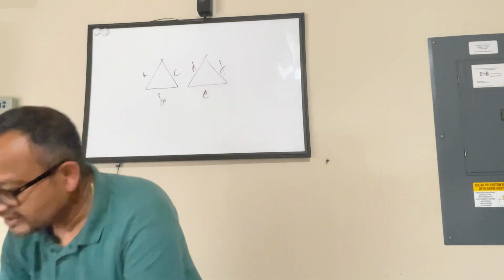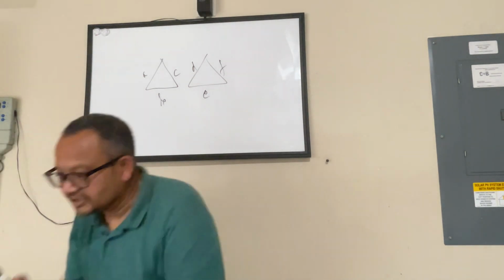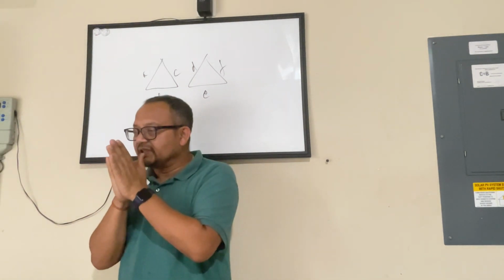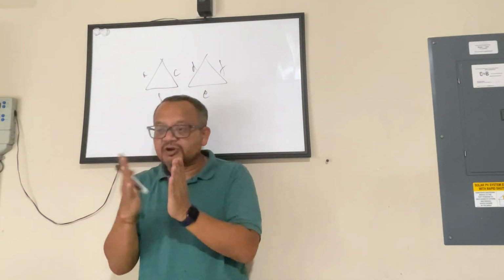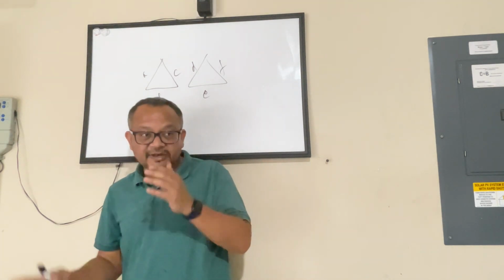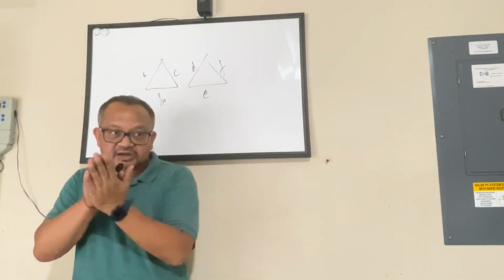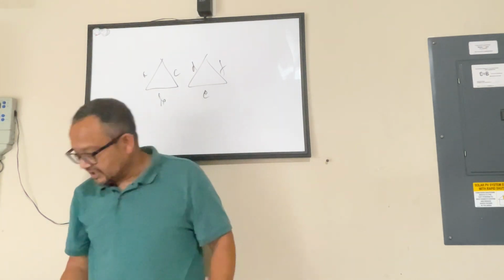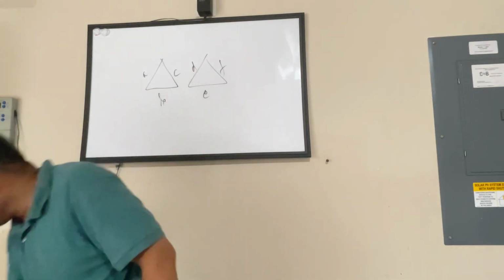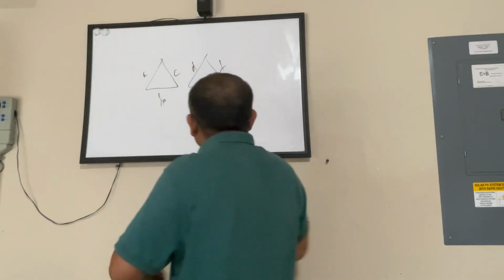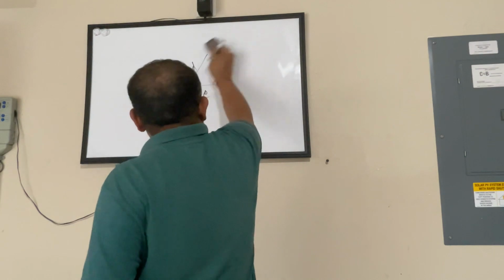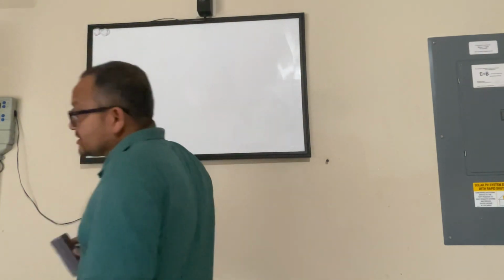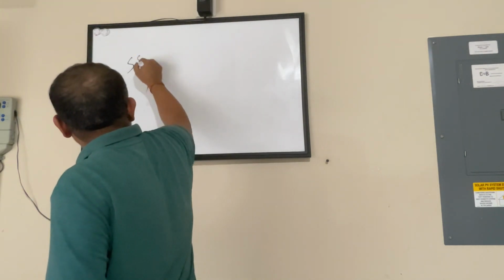Okay? Sides are matching. You can overlay them. Each of them can overlay each other. Both of them can overlay each other, completely cover each other. Because they are the same size. So when the two triangles have all the sides same, they are congruent.